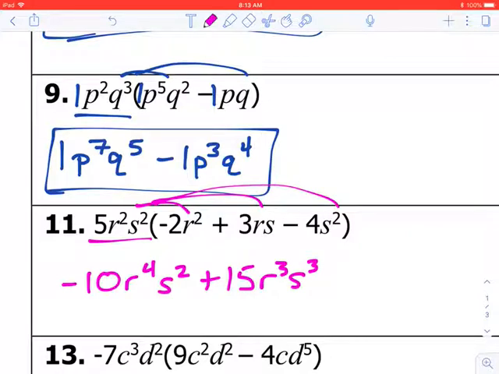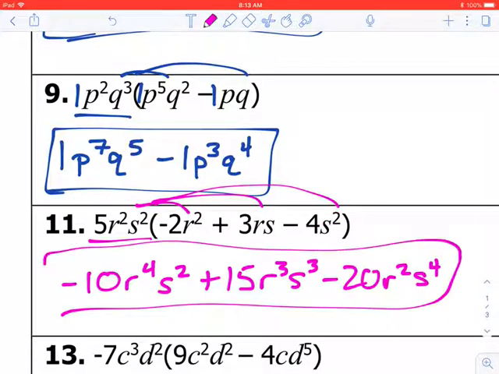There we go. Then we do the last one. 5 times negative 4 is negative 20. R squared doesn't have an R here, so it just stays as R squared. And then we have s to the 2 plus 2 is 4. So s to the 4th. And there we are.